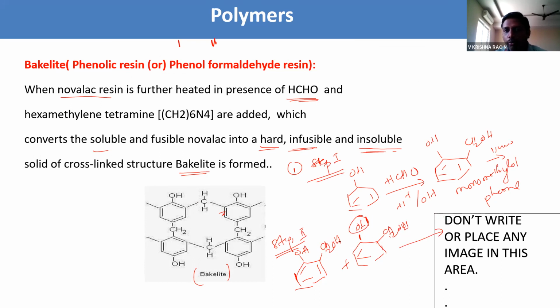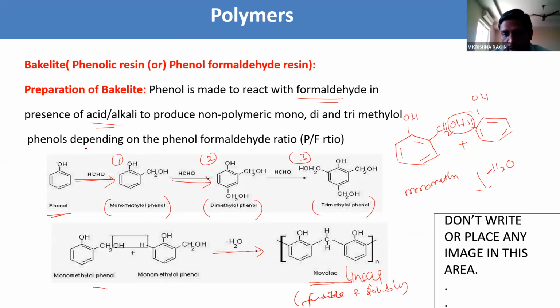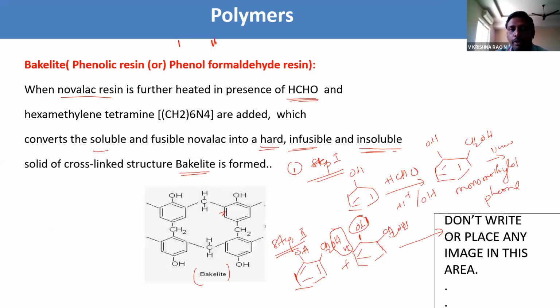Novalic resin is obtained if you remove hydrogen here. The novalic is a linear, fusible, soluble form. If you react this novalic with formaldehyde and hexamethylene tetramine, it converts the soluble and fusible novalic into a hard, infusible, insoluble solid of cross-linked structure. That cross-linked structure is nothing but bakelite.